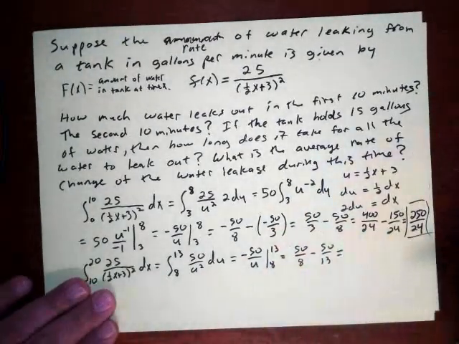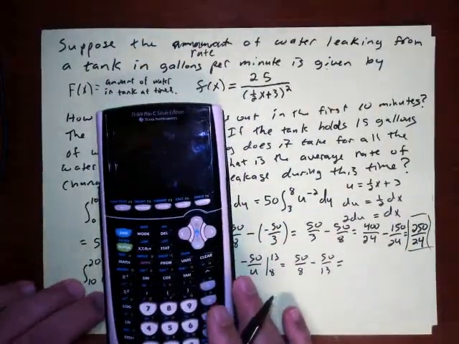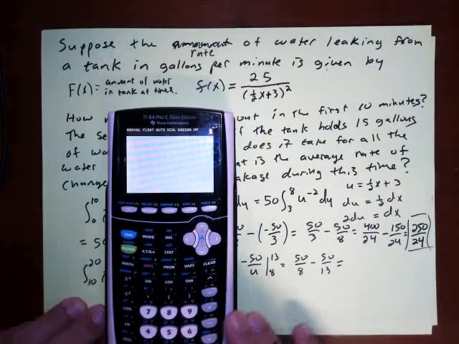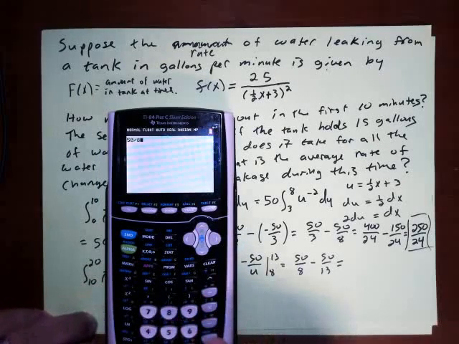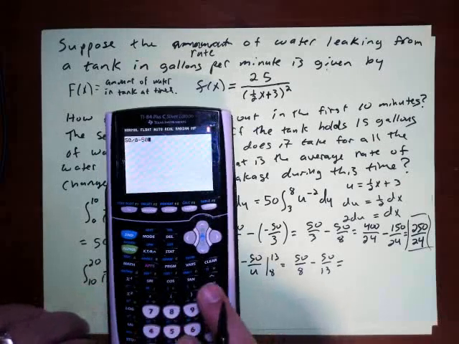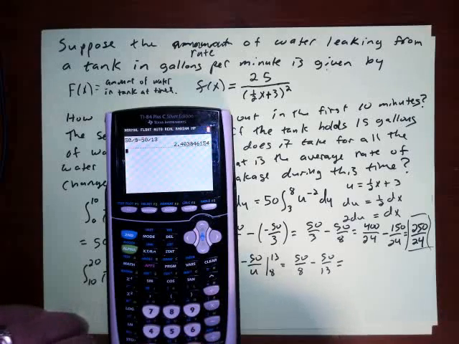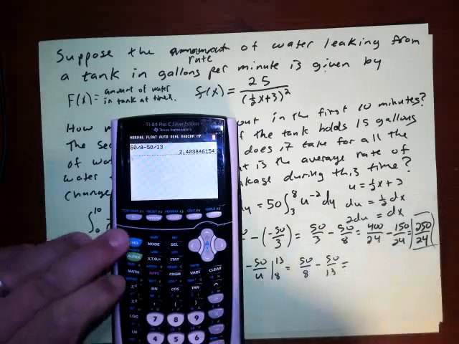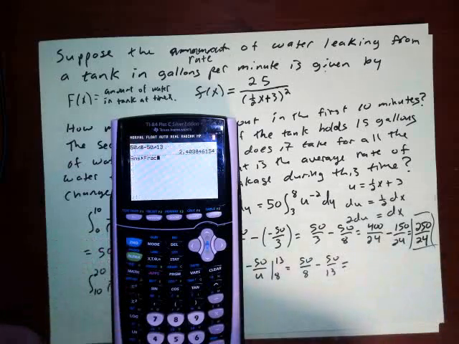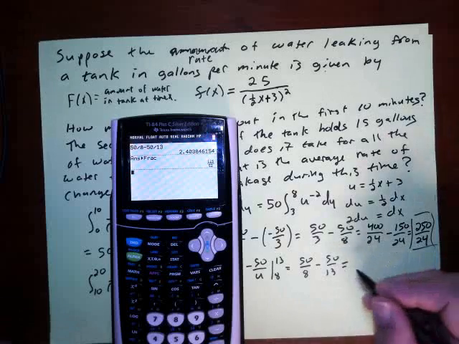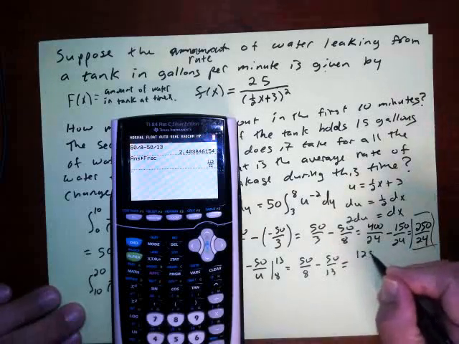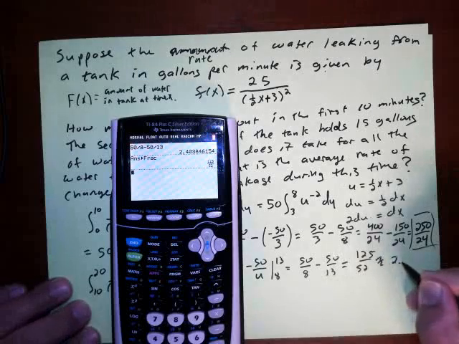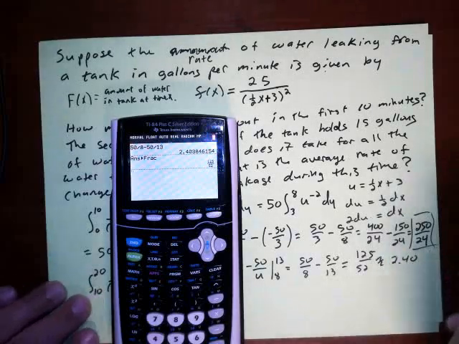And then I would need a common denominator. I'm going to use my calculator here. 50 divided by 8 minus 50 divided by 13 gives us this number, which is pretty small, 2.40. Let's see if it can get that fraction back. Ah, and it did. So it's 125 over 52, which is approximately 2.40 gallons.